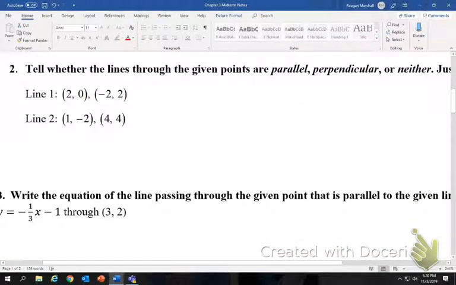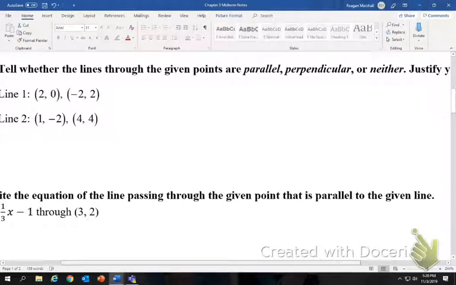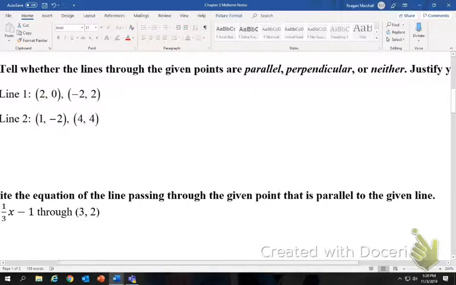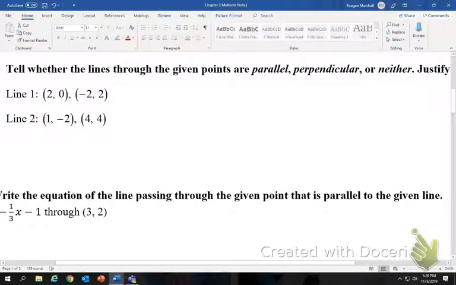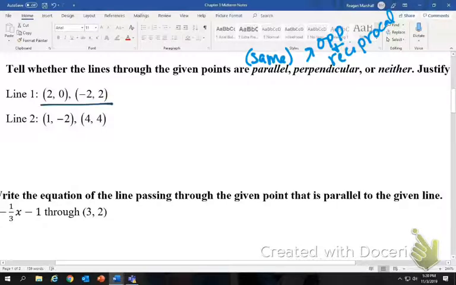This next one, tell whether the lines given are parallel, perpendicular, or neither. So again, parallel, they would have the same. Perpendicular would mean opposite and reciprocal. And again, neither means neither. So we have 2 lines. We're going to find the slope. So in order to do that, we need the slope formula.